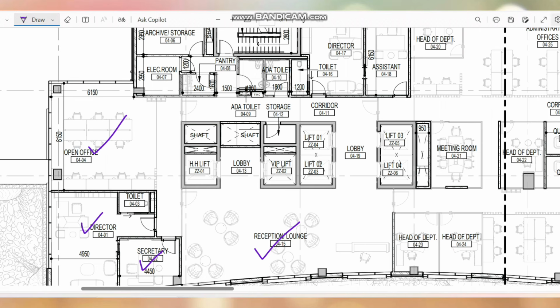So now we finished these four rooms: open office area, director room, secretary and reception lounge. So next, in the bottom side, you can see the head of department. There are two head of departments we have. So if you have both rooms with the same name, you can provide the architectural room numbers like 423 and 423-44 for clear understanding.